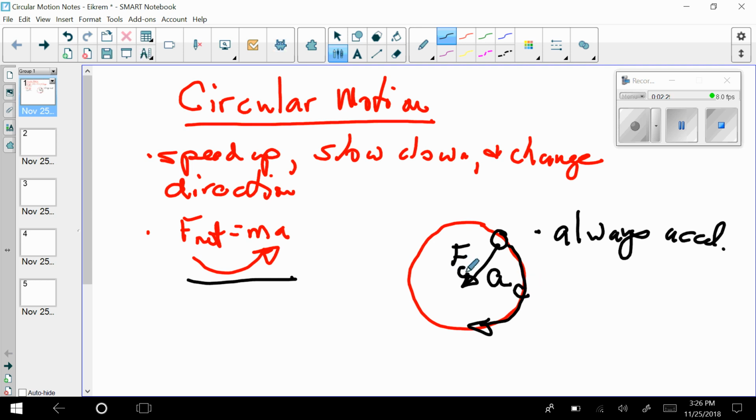Okay, so that's the basics. That's the basics of circular motion. So let's move on and talk about how you can apply those to some problems.